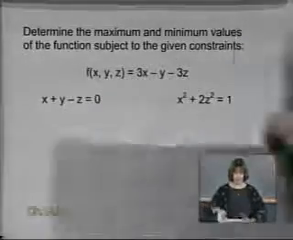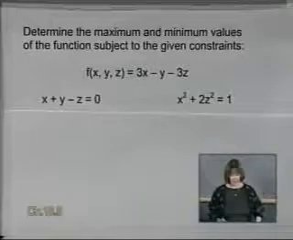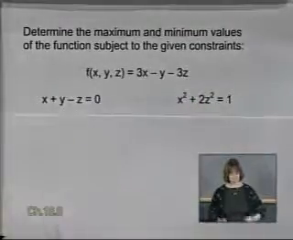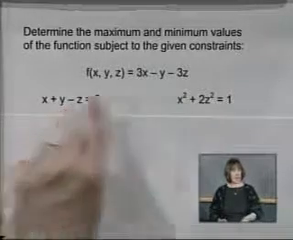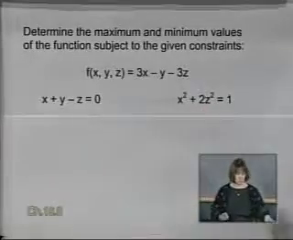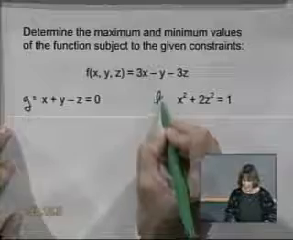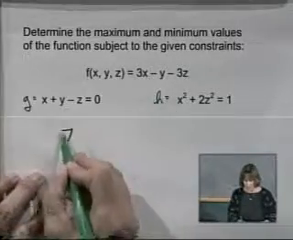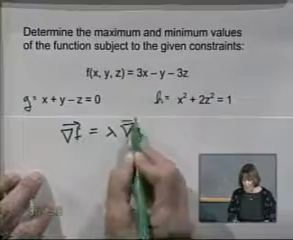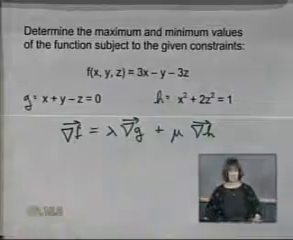We have the function f of x, y, z, which is 3x minus y minus 3z. We want to maximize this function subject to the constraint that we're on this plane and we're on this cylinder. All right, now notice we will call this guy G and this guy H. So remember what we just wrote down. The gradient of f must equal lambda times the gradient of G plus some mu times the gradient of H.